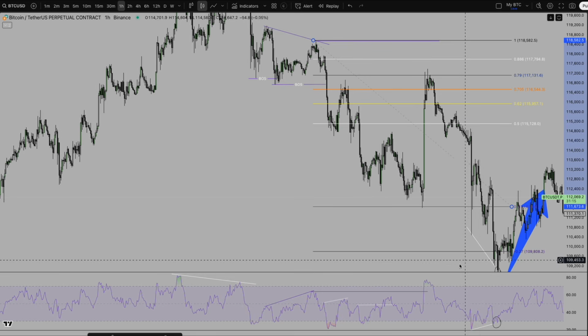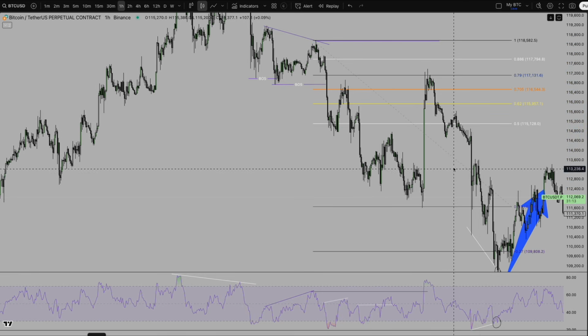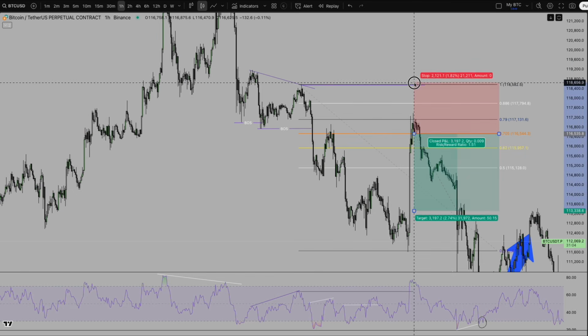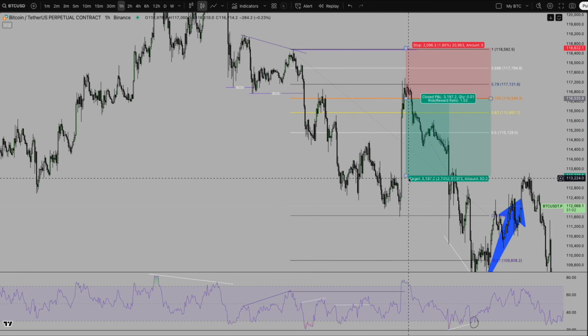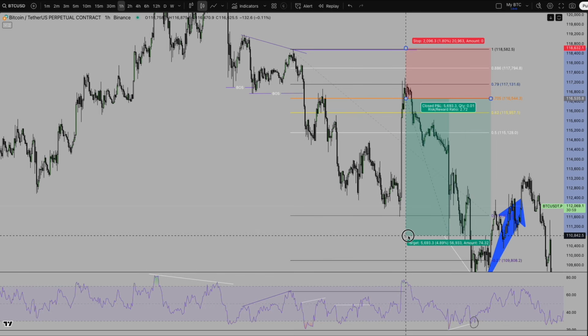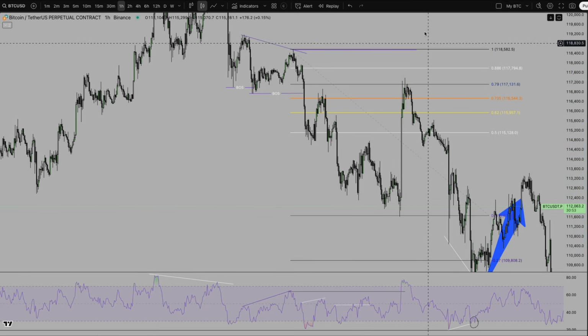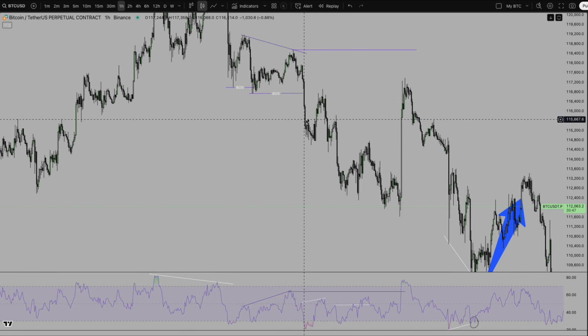So what is my entry? My entry will be at the 705, stop loss at the swing high, and take profits at least 2.5. Okay, or target this particular zone. Now, I wouldn't take this trade because it took a long time to happen. We can actually not take this, but go down and look at the next breakout structure.